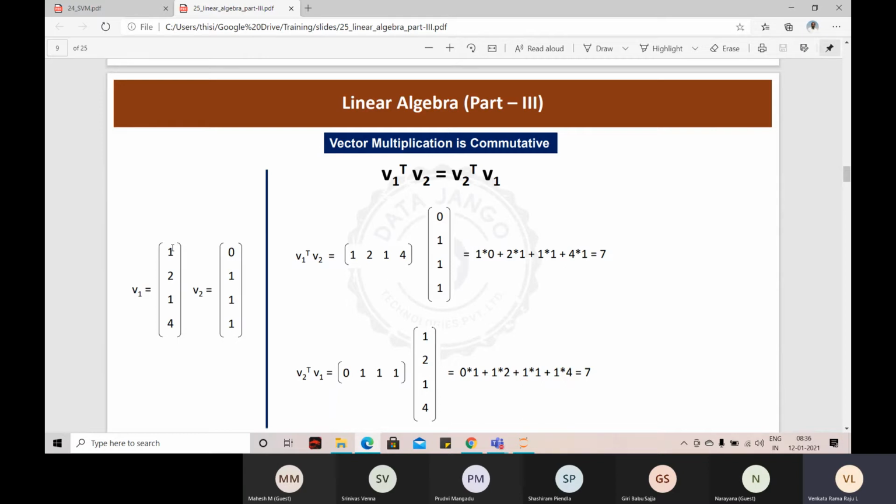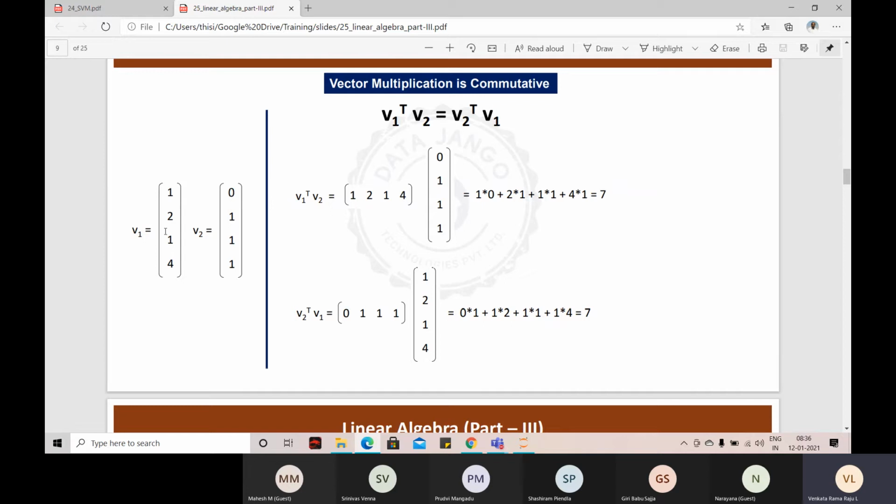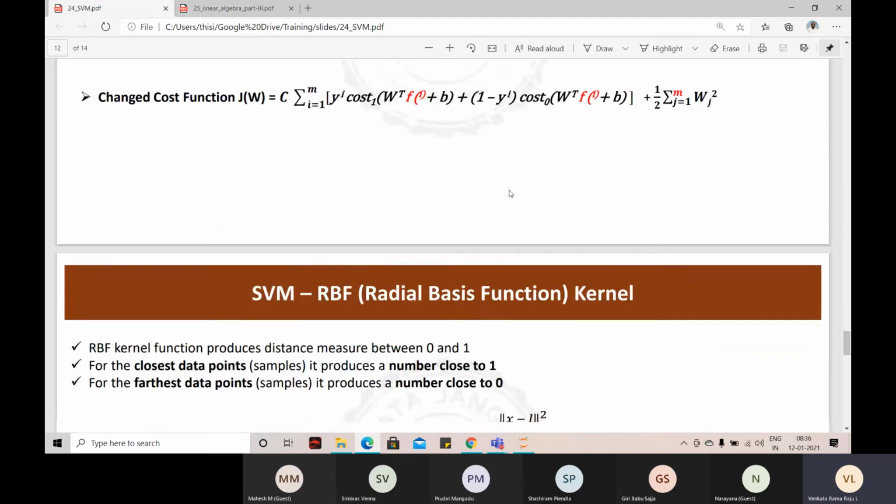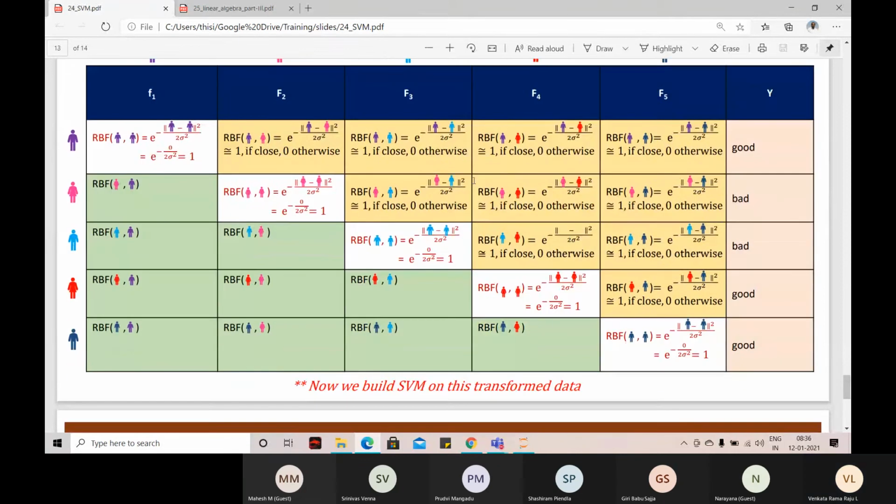Okay. So I take two vectors. V1 transpose V2 is equal to V2 transpose V1, commutative. These are like matrices; you transpose it, you multiply, you get one number. When you multiply two vectors, you get one number. This point you need to remember. I think we used it even before also. Where we used it? Here.